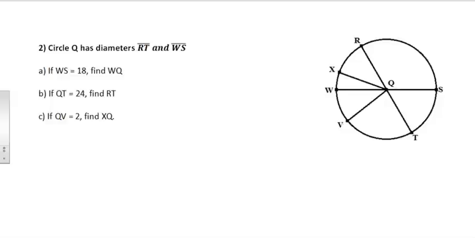Problem number 2, circle Q has diameters of RT and WS. We want to answer the following questions. We're told that WS is 18. Well, if WS, that's my diameter here, is 18, then both of these radii here would be 9. So what is WQ? Well, it would have to be 9. Problem B, if QT is 24, find RT. Well, if QT is 24, it's a radius. So RT, the entire diameter length, would have to be twice that much, because this radius here would also be 24. My diameter would be 48.